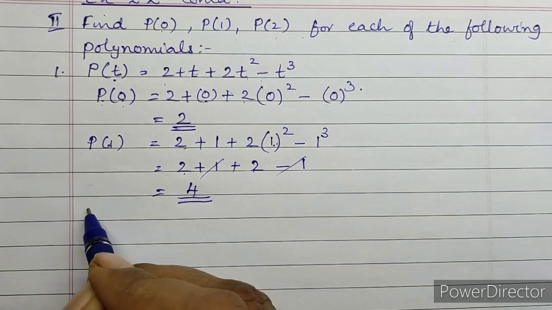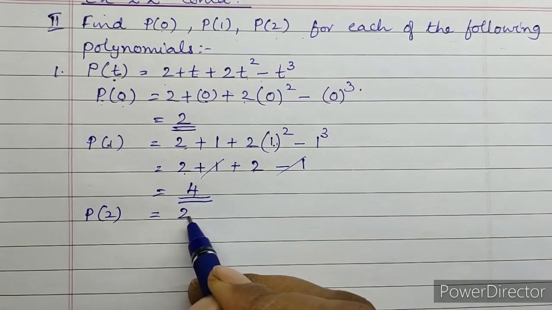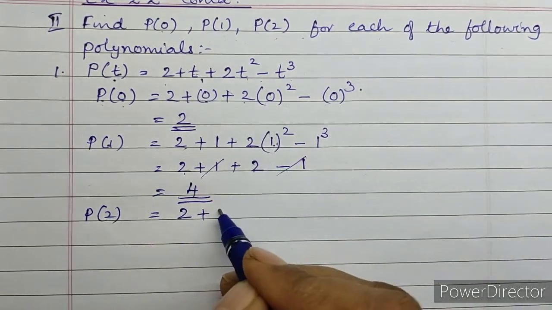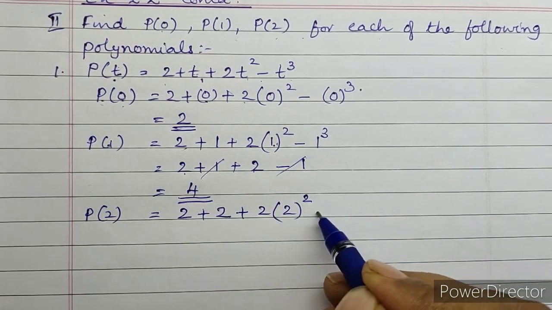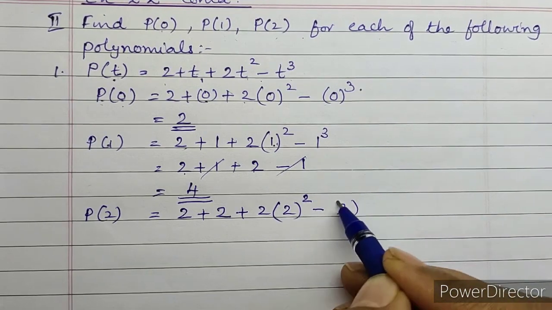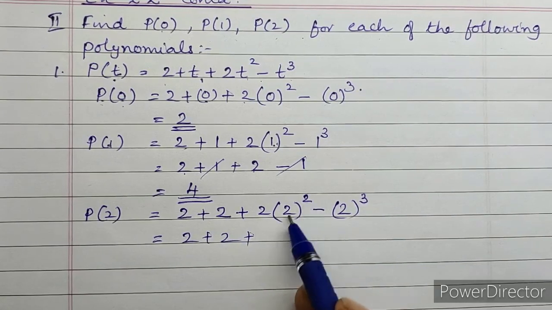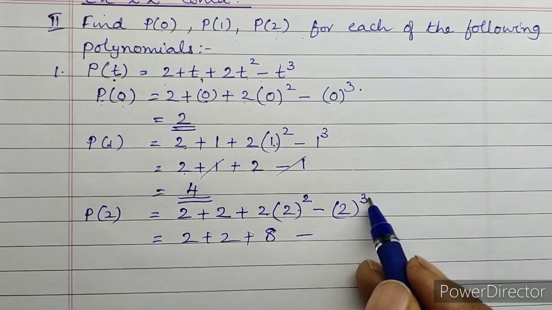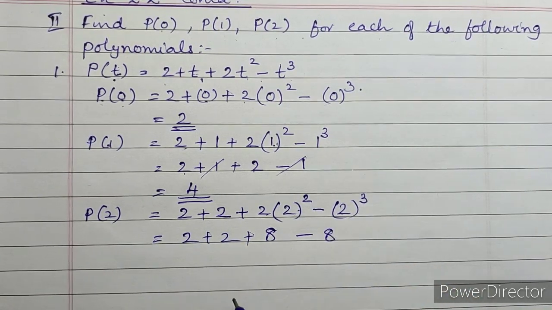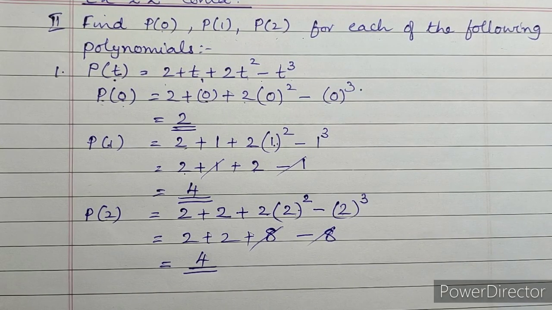Next one is p of 2. So instead of t you have to put 2. 2 plus, see here, instead of t you have to put 2, plus 2 into t square means 2 square, minus t cube means 2 cube. Which is equal to 2 plus 2 plus 2 square, how much? 4. 4 into 2, 8, minus 2 cube, how much? 2 into 2 into 2, it is also 8 only. So plus 8 and minus 8 you can cancel, remaining again the answer is 4. So I hope you understood this, children.